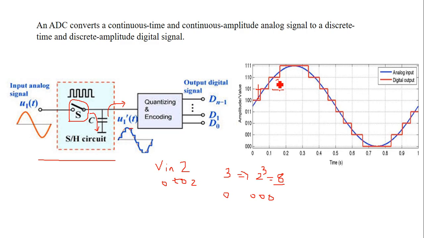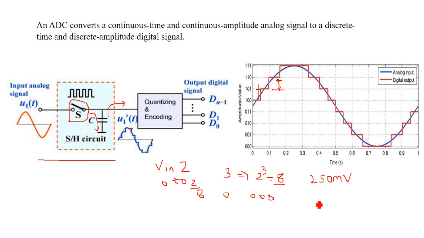How to calculate this level? This is nothing but your voltage level. Here the first will be 0 voltage. How much is the step size? It is 250 millivolt. How does it come? This 2 divided by 8 gives 250 millivolt. So the difference between two values is 250 millivolt.